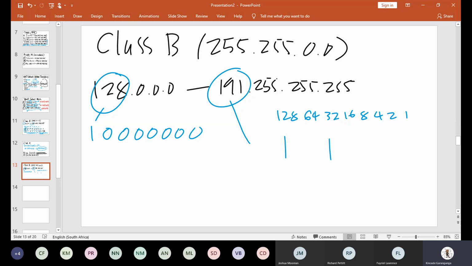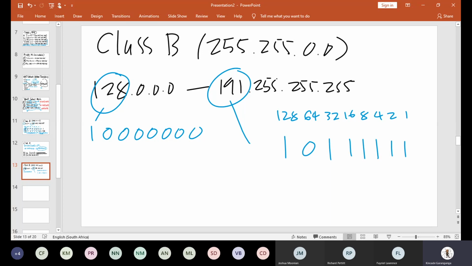We've got 31, so we've got a 16 there. We subtract 16 from 31. What do we get? We get a 15. And what's the closest number to 15 there? We've got an 8. 15 minus 8, we get a 7. Closest number to 7, we get a 4. 4 from 7, we get 3. Closest number to 3, we get a 2. 3 minus 2, we get a 1. Closest number to 1, we actually have a 1. So our representation there will be that.